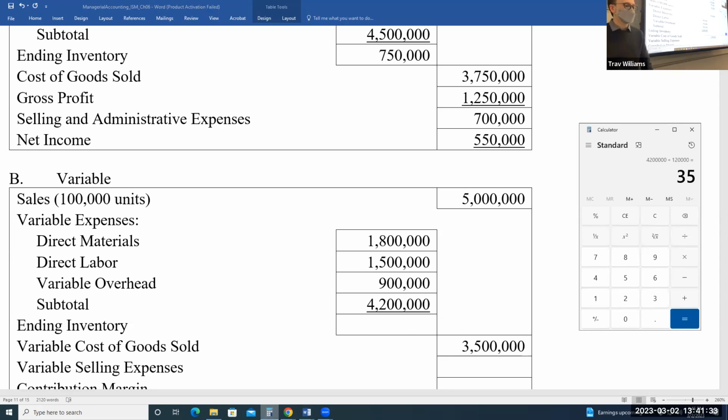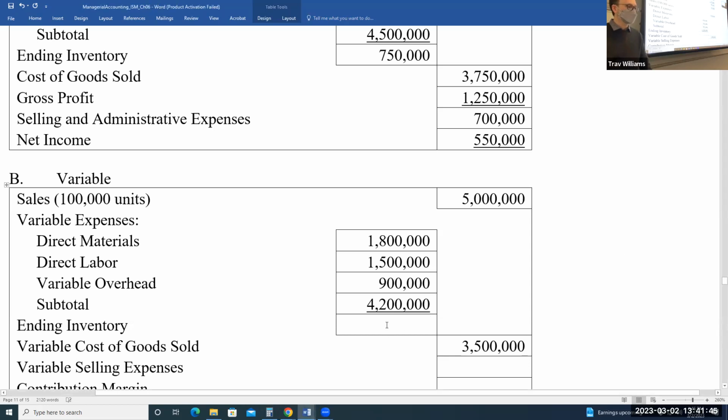If we take that rate of $35 per unit of variable costs and we multiply by the 20,000 units that did not get sold, that's $700,000 in ending inventory. And we can see that's correct because if we had $4.2 million of costs for production of variable costs and 700,000 of that still in ending inventory, the difference of 3.5 million would be our cost of goods sold.